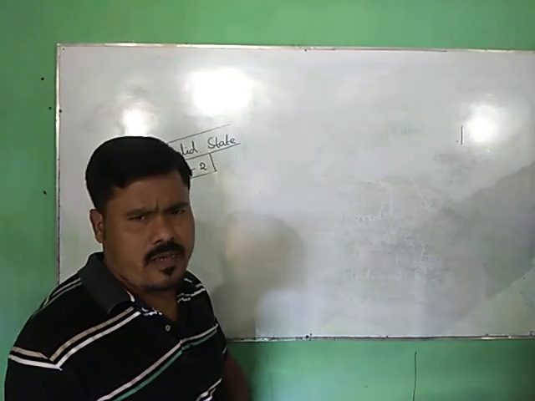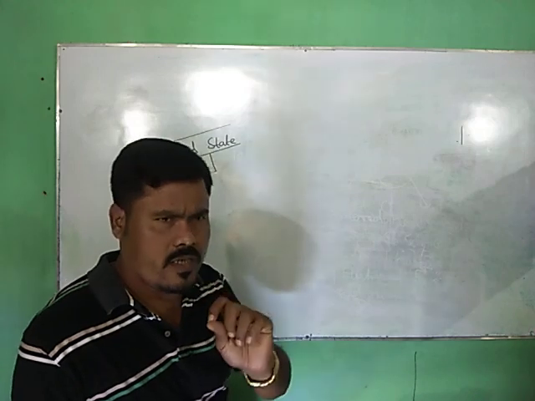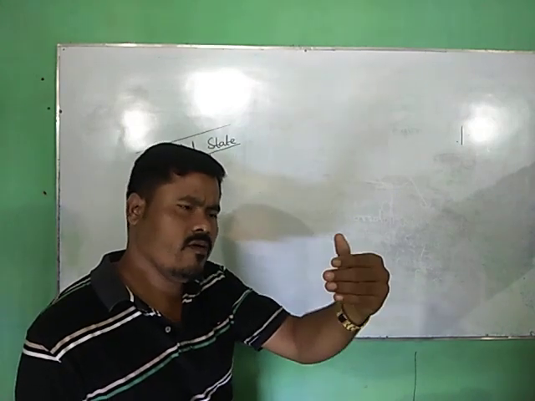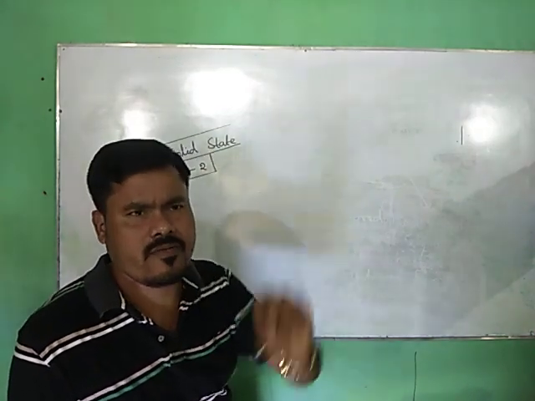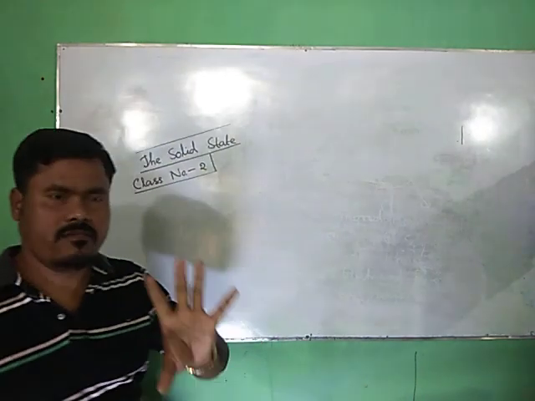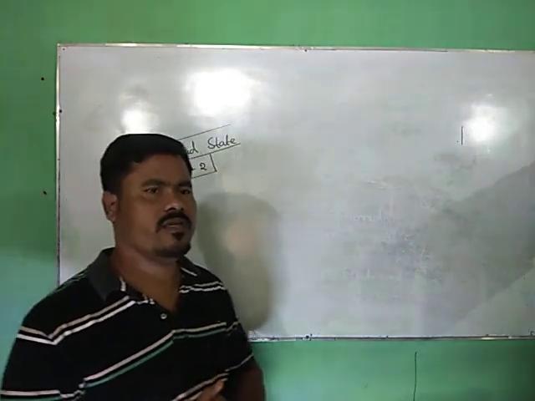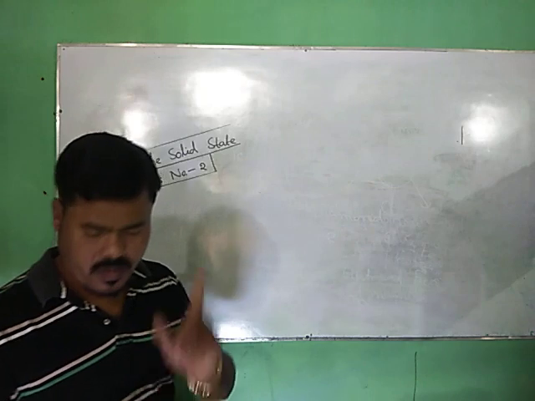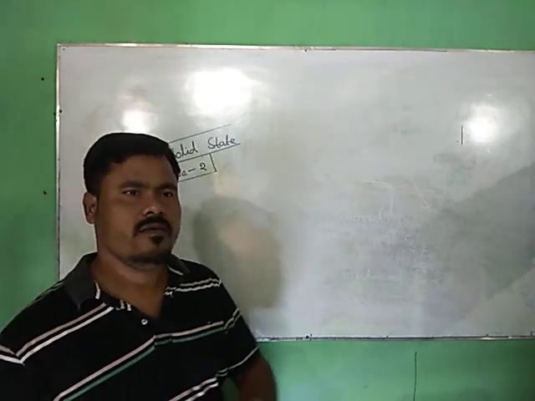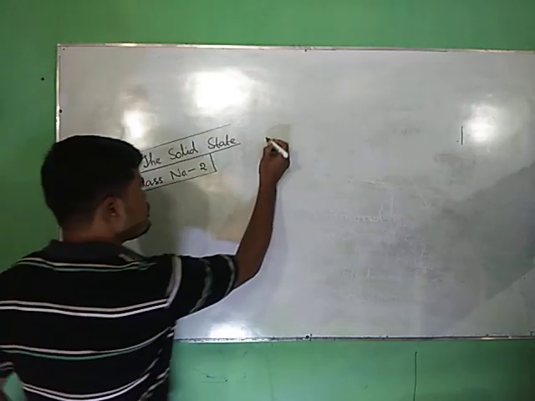So in the first class, I discussed with you different types of solids, and then we also mentioned the different types of crystalline solids. Now, since we are getting a definite order in crystalline solids, we look into crystalline solids, and now I am going to discuss crystal lattice. Let me start. Crystal lattice.